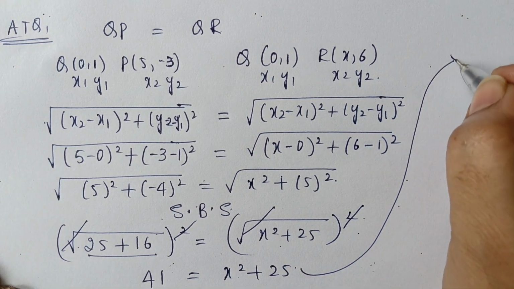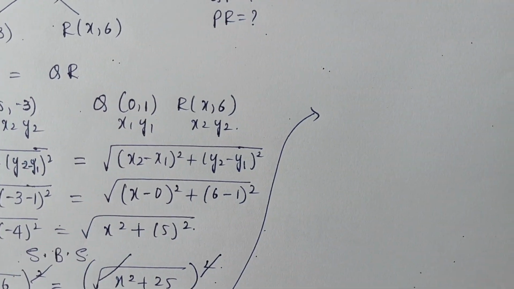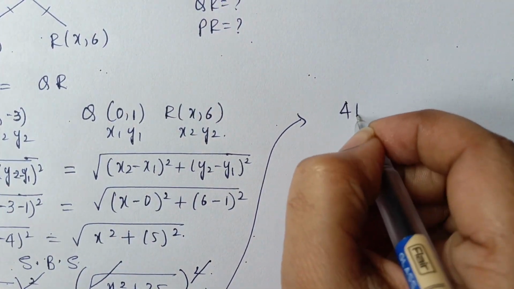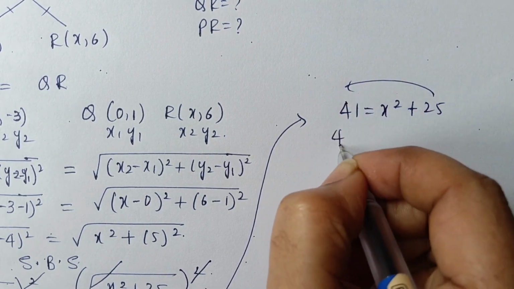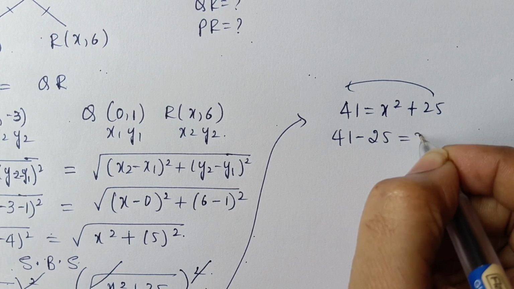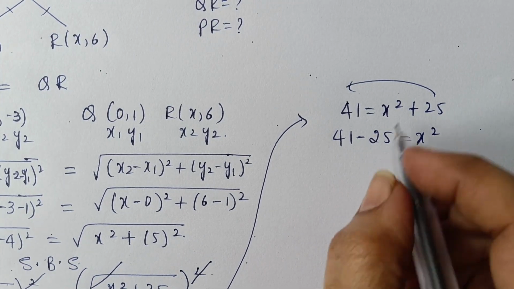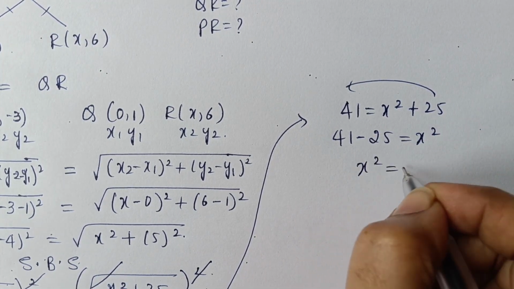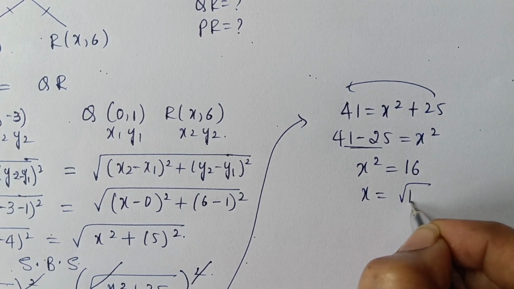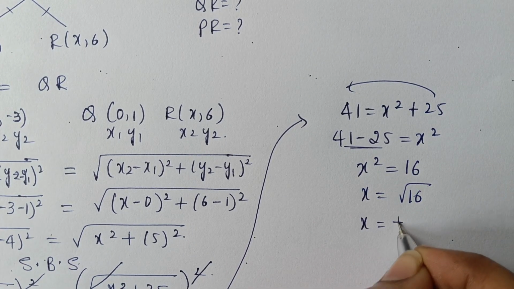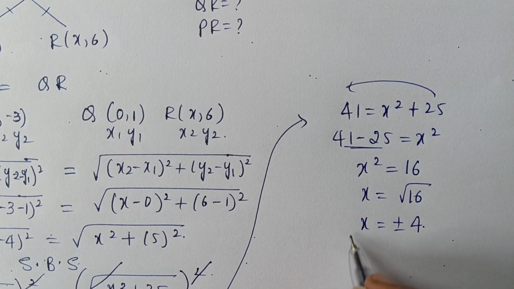Okay, so next, 41 is equal to x square plus 25. Transpose: 41 minus 25 is equal to x square. That is, x square is equal to 41 minus 25, which is 16. X is equal to square root of 16. X is equal to plus or minus 4.